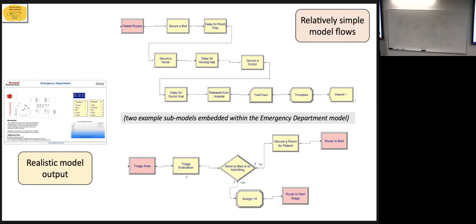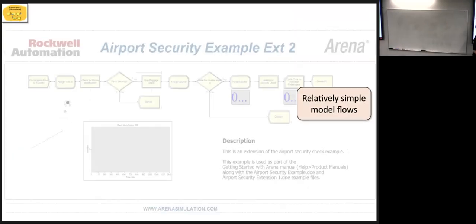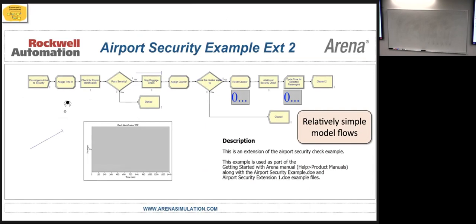So every entity will go through the exact same flowchart, but they'll spend different amounts of time in different processes. And when a process is a resource, where there's a limited number of them, then entities behind other entities may have to wait to get into that resource because the entity in front of them just happened to take a lot longer in that resource. So that's what we're building here in this emergency department model.